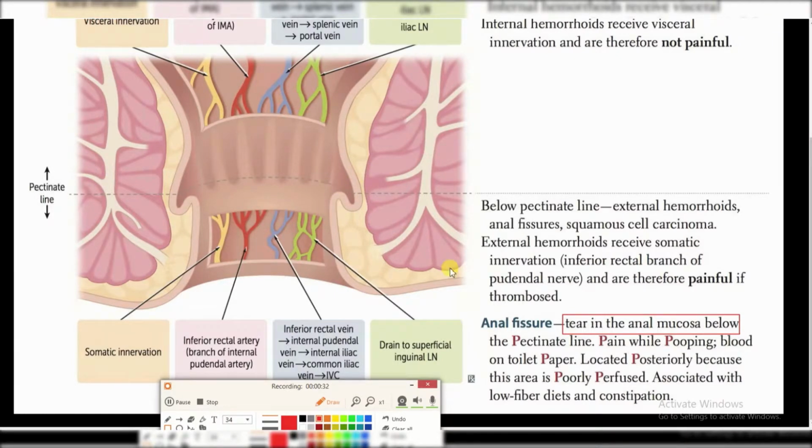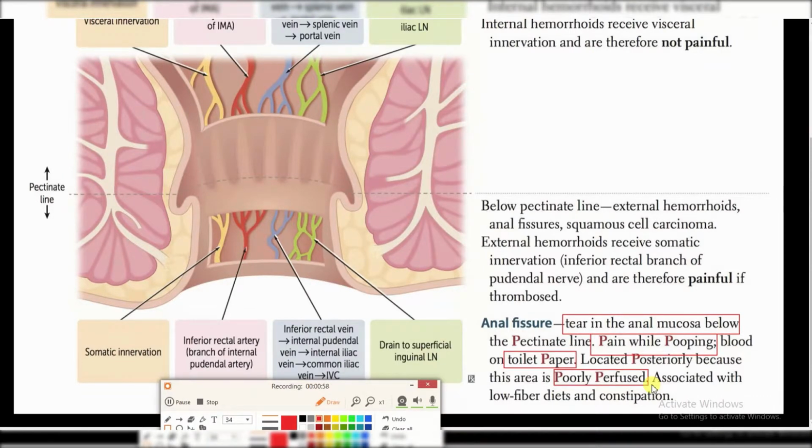A tear in the mucosa below the pectinate line, and the mnemonic is PPP. We can say this is pain while pooping, right? We will see pain while pooping, and blood in the toilet, and posteriorly, because the area is poorly perfused. This is below the pectinate line. This is called an anal fissure.